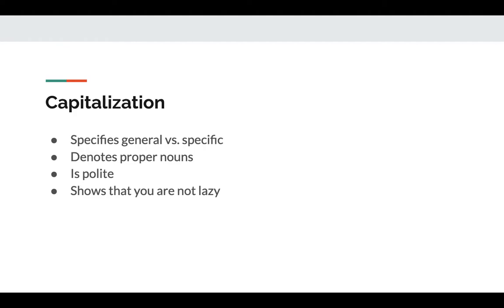It's polite to show capitalization, so if you wanted to insult someone, you wouldn't capitalize their name, which I know sounds silly to be able to insult someone just by using a certain grammar mistake, but that's how it works, okay? So you don't want to do that. And it also shows that you're not lazy. For standardized tests, if you don't capitalize something correctly for the essay portion, they are going to think that you're dumb. It's just the fact of the matter. So you can't be lazy about it.